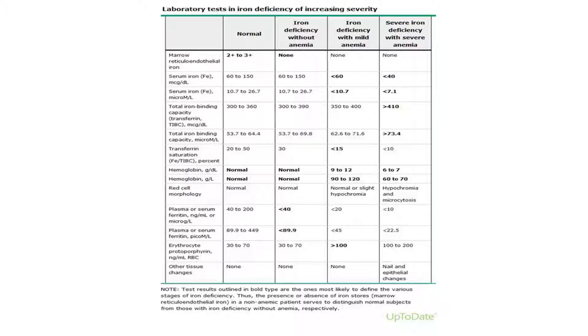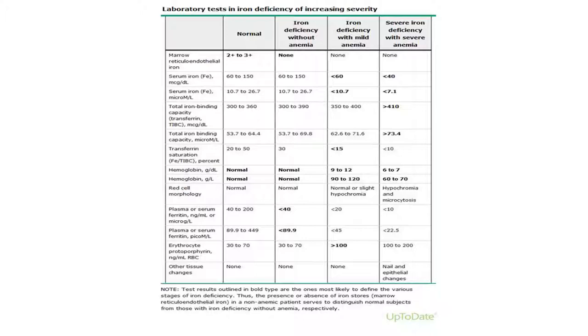So putting all this together, sorry, maybe it is a bit small. If we put all of these together in iron deficiency without anemia, the serum iron would be mildly decreased. The bone marrow has no iron, and the total iron binding capacity would be normal. The transferrin saturation would be almost up to normal, 30, but what differentiates is the ferritin. So the ferritin in this patient would be low.